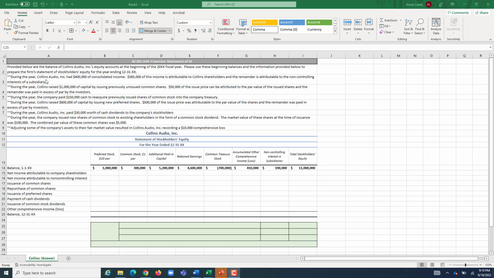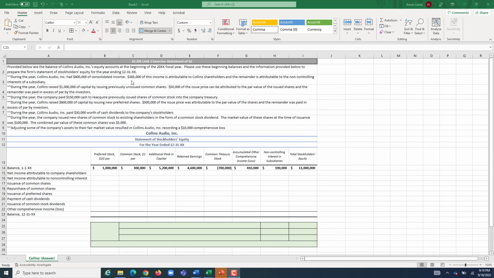We have a list of all of the different things that happened during the period that affect one or more of our equity accounts. And we're going to go through and fill them in on this statement of stockholders' equity to show how it's going to change. So in the first one, it says during the year, Collins Audio had $400,000 of consolidated income. So that's income to go to everybody, our stockholders and non-controlling interest that we have in our subsidiaries. Of that $400,000, $385,000 is attributable to our shareholders, while the remainder is attributable to the non-controlling interest in a subsidiary.